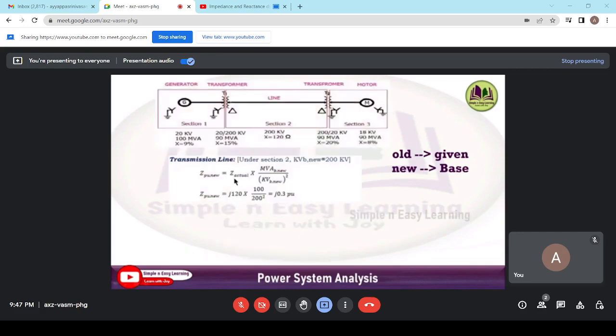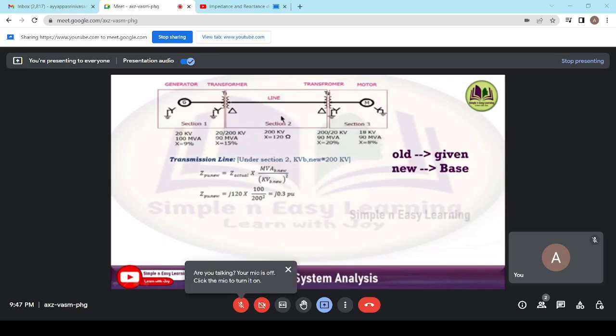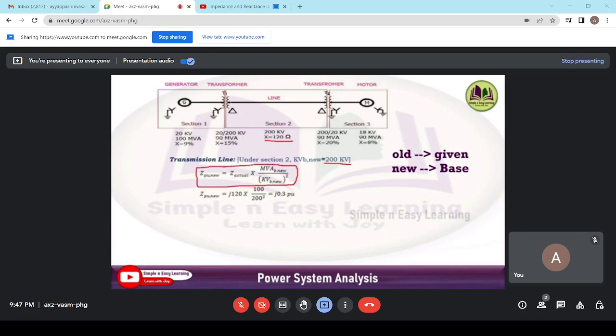The next section is the transmission line. The transmission line is located under section 2, so you will have a base value under section 2. Section 2 has 200 kV as the base value and MVA is 100. For the transmission line, the value of X is given in ohms, 120 ohm. That means the actual value of X is given. So you need to use a different formula for the transmission line alone. For all other equipment, that is motor, transformer and generator, you can use the previous formula. This formula is applicable only for transmission lines and cables.